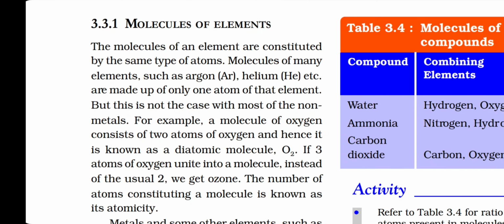If I take the example of ozone, it is composed of 3 atoms of oxygen, that is O3. It is present in the atmosphere and protects us from the ultraviolet rays of the sun. Its atomicity is 3 because 3 atoms of oxygen are combined to form ozone. So that's all about atomicity.